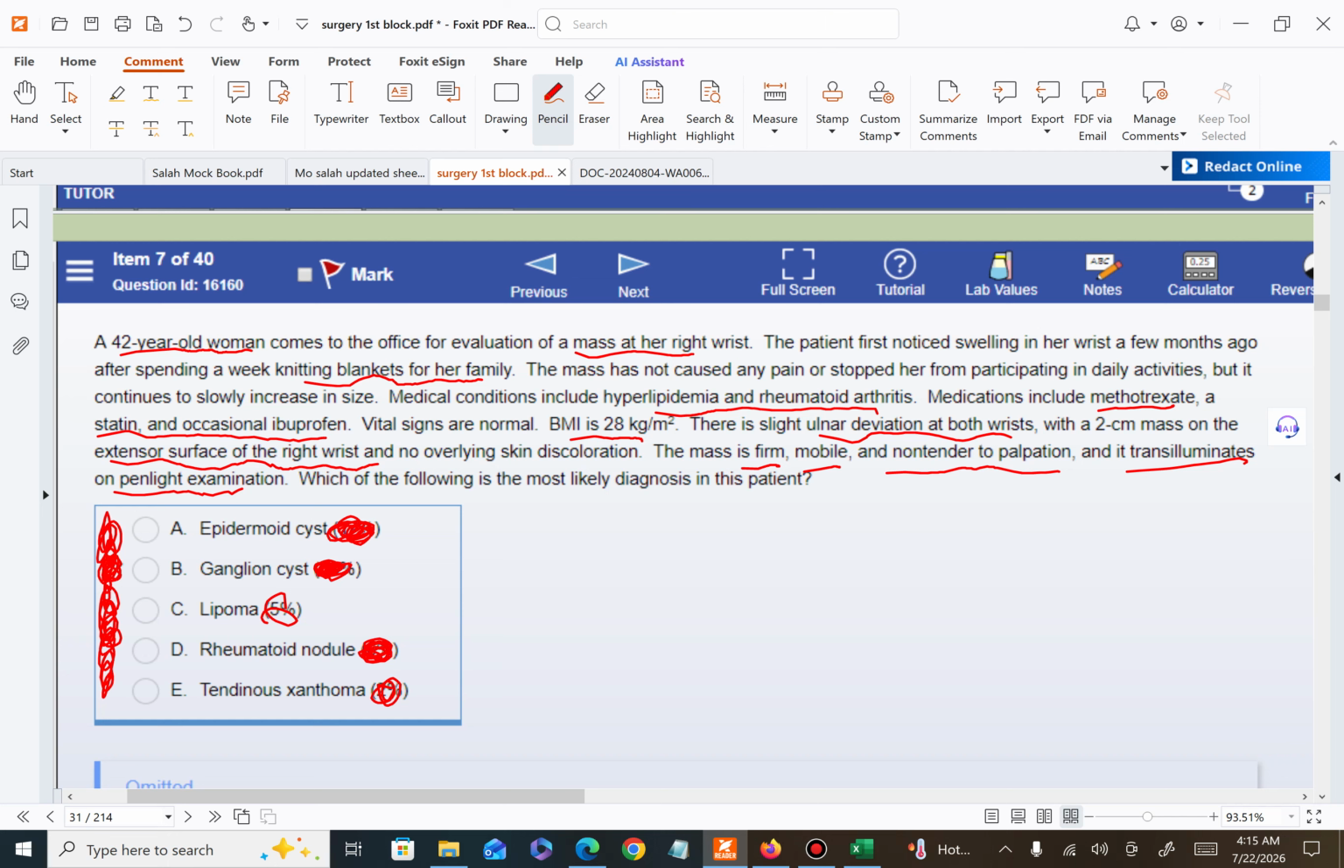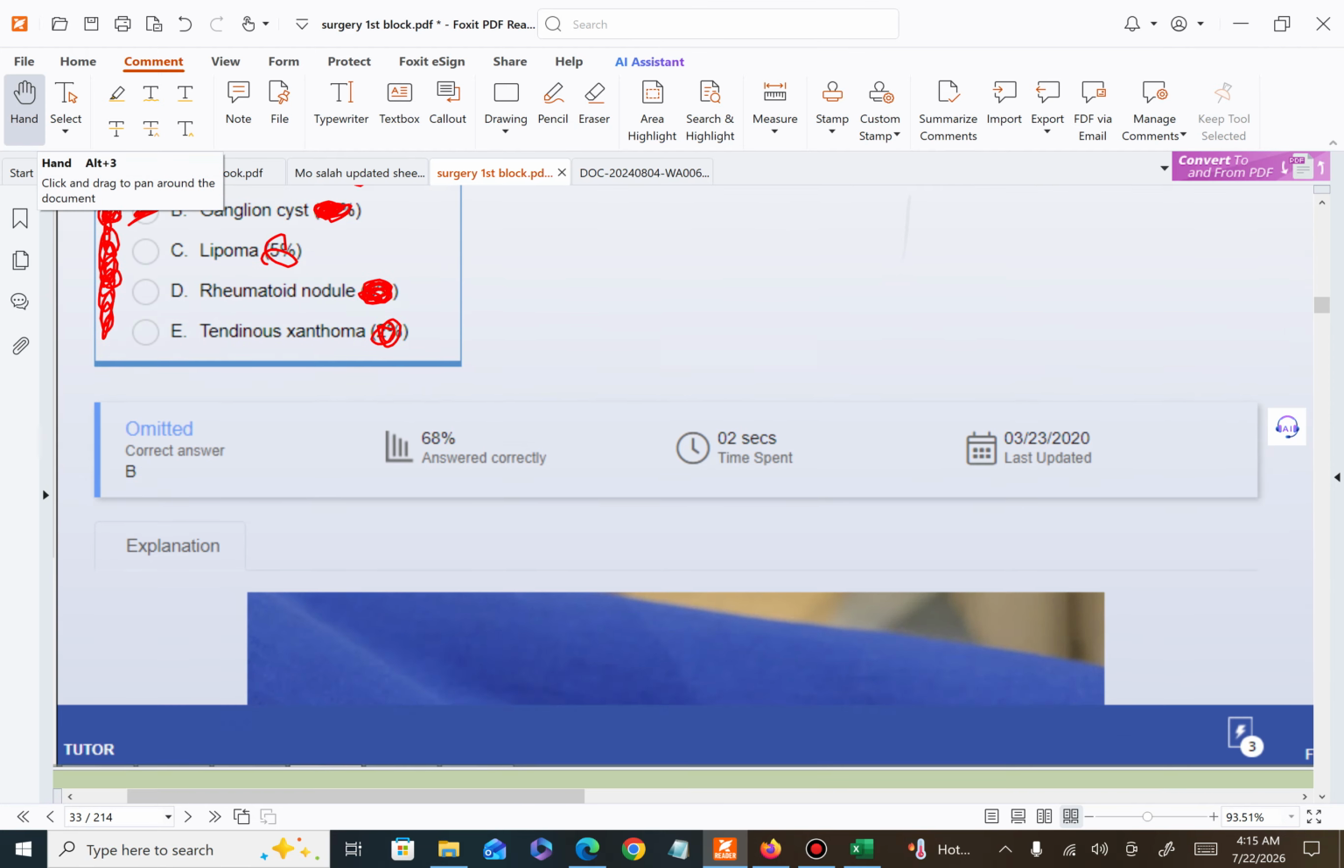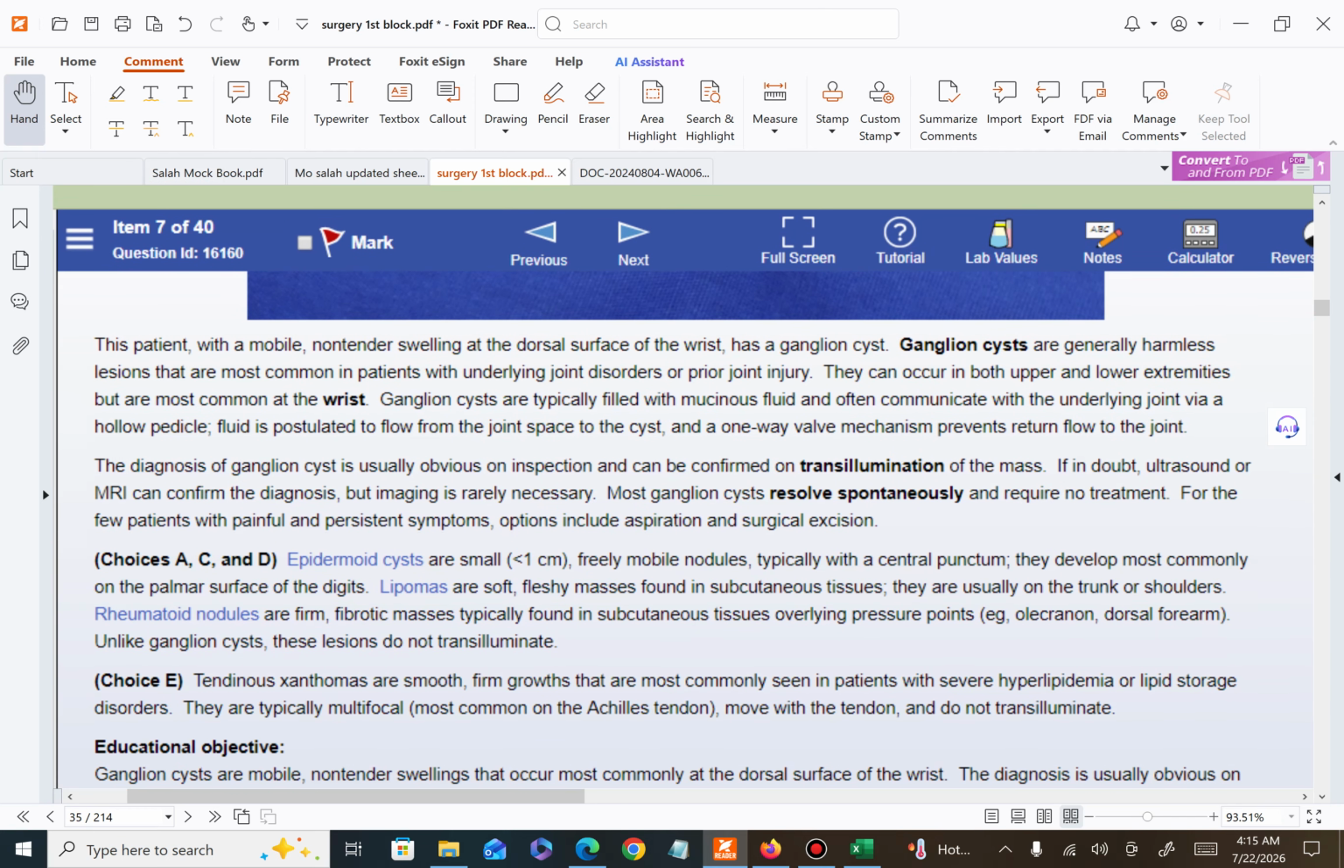So the most likely diagnosis in this case is ganglion cyst. Why the ganglion cyst? Because the mass is firm, mobile, non-tender to palpation, and it transilluminates. So let's discuss the explanation for this question. This patient with a mobile, non-tender swelling at the dorsal surface of the wrist has a ganglion cyst.